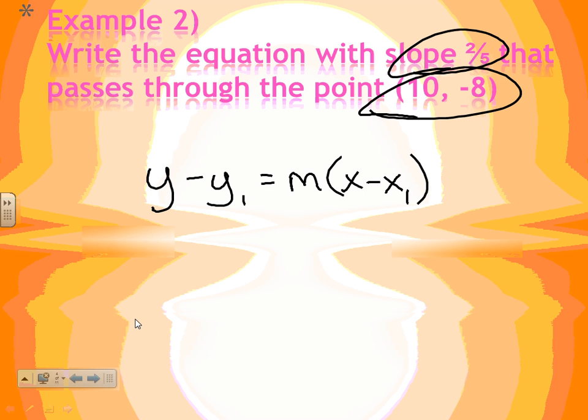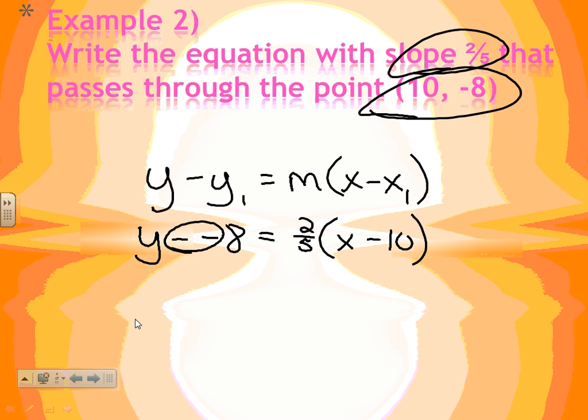So, here we go. Y minus what? Negative 8. And again, why does it have two subtractions? This one comes from the formula, and this one comes from the point. Yeah, the coordinate. Okay, so we'll fix that in a minute. Equals what? 2/5 times the quantity of x, 10. Okay, and then from there, all we got to do is clean it up. Y plus 8 equals 2/5 times x minus 10.